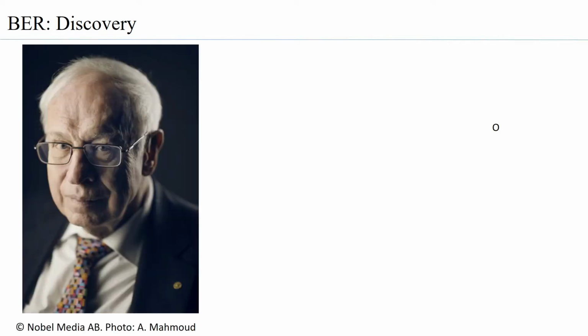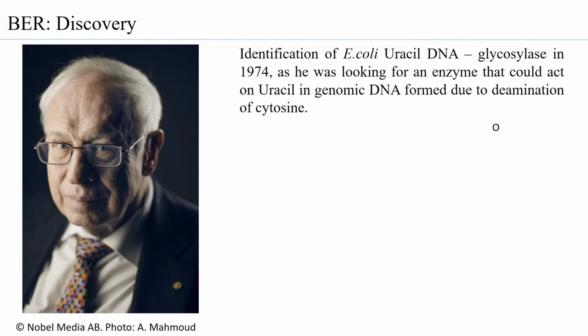Thomas Lindahl won or shared the Nobel Prize in 2015 for having found out the mechanistics of DNA repair, and he was instrumental in the identification of E. coli uracil DNA glycosylase, which is also called as UDG. And that was done way back in 1974 as he was looking for an enzyme that could act on uracil that is formed due to deamination of cytosine. So it is a damage.